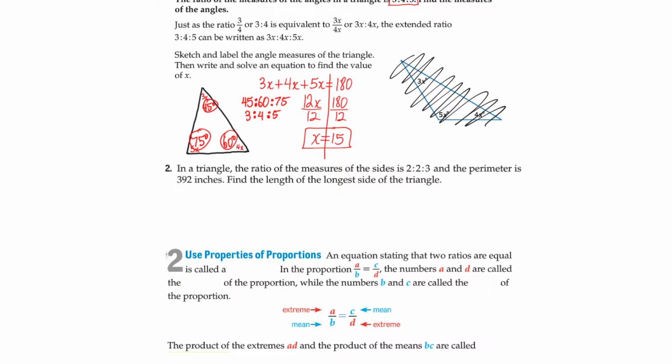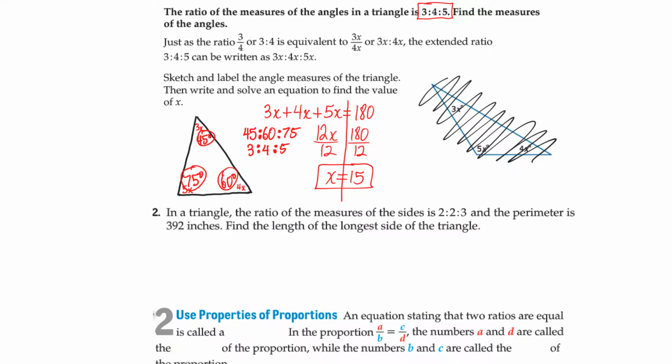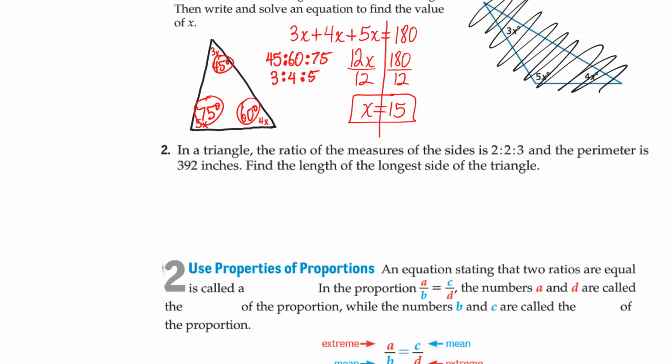Okay, number 2. In a triangle, the ratio of the measures of the sides is 2 to 2 to 3. Now, on this one, it's talking about how long the sides are. This was talking about the angles, so this was a little bit different. But it says that the ratio of the sides is 2 to 2 to 3. So for every 2 parts on this side, it's 2 parts on that side, it's 3 parts on this side. So what type of triangle is this? Isosceles. It's got 2 sides that are the same length. So it's going to look like this. For every 2 parts on this side, it's 2 parts on this side, it's 3 parts on that side.